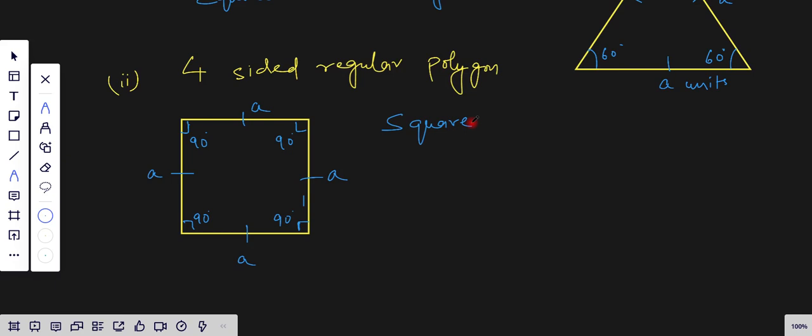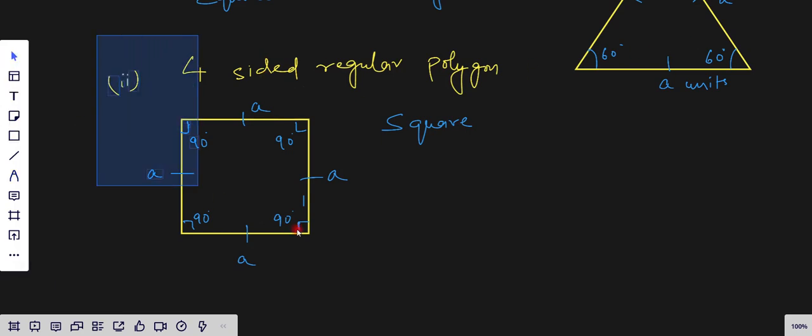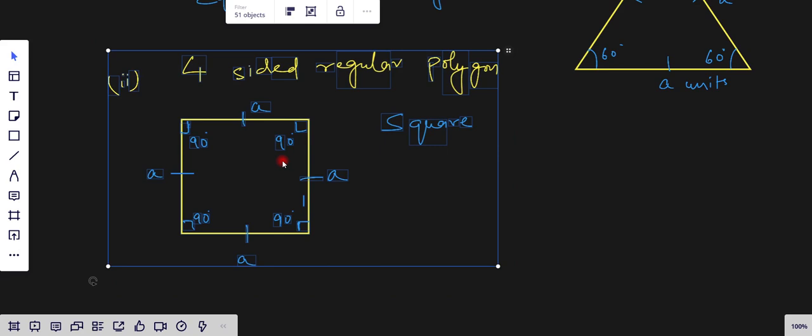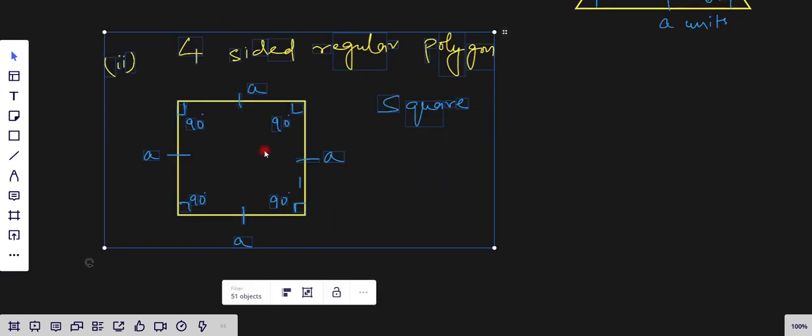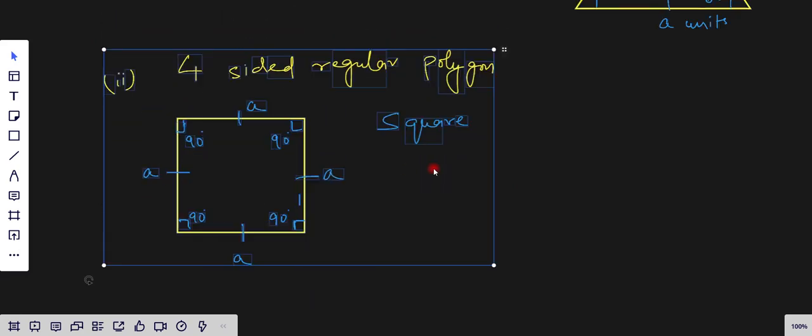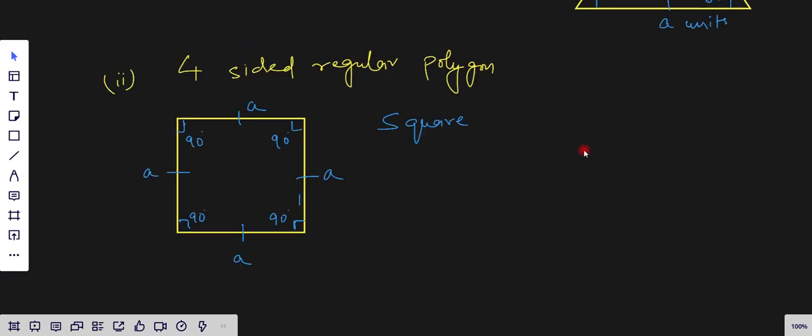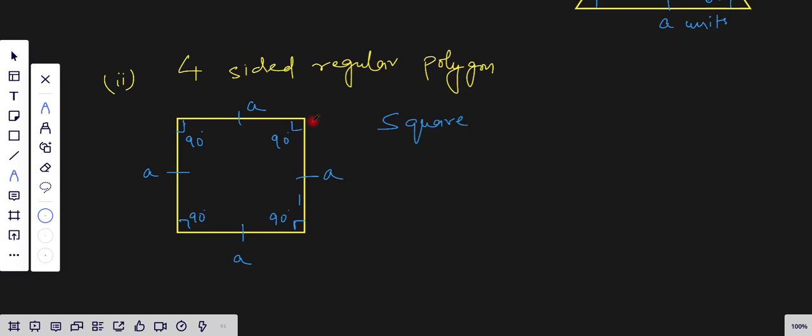Any doubt till this step? So let me know. I'll shift this part like this, so don't confuse it with the above figure. So the four-sided regular polygon is a square, so the best example is a square.